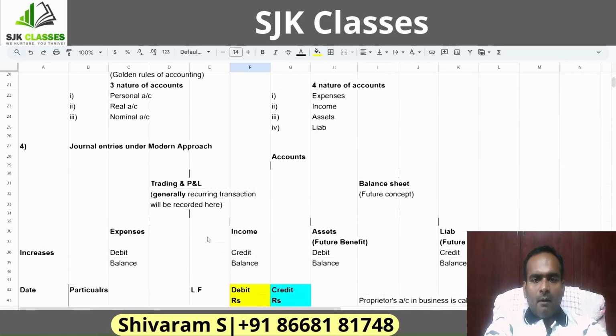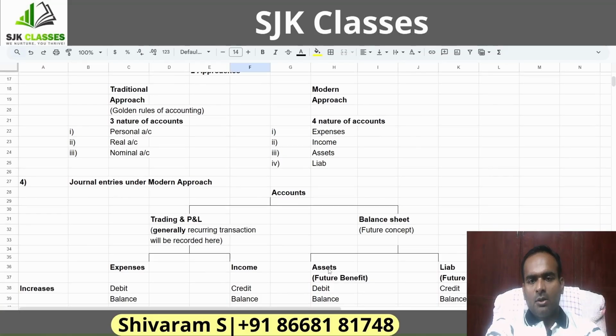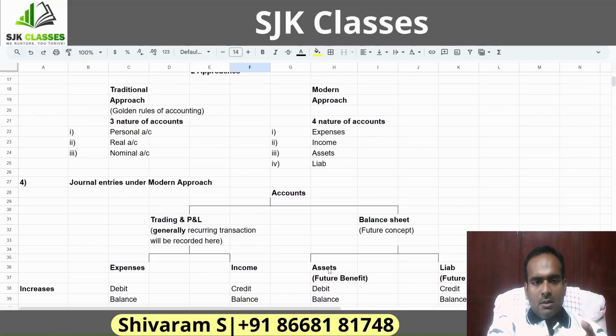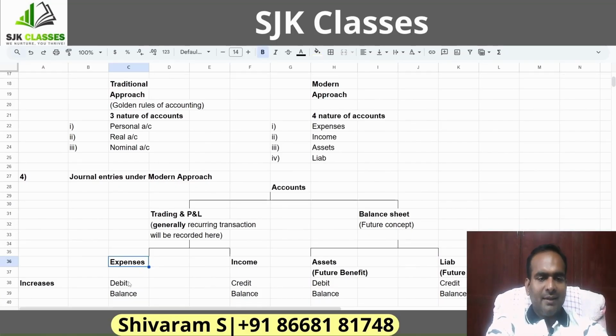Now, we'll look at the modern rules of accounting. In modern rules, how the journal entries will be passed, that's what we're going to look upon right now. So expenses has a debit balance and income has a credit balance. Now what is this debit and credit? I'll come back to it shortly. Right now, what you have to remember is expenses will have a debit balance and income has a credit balance.